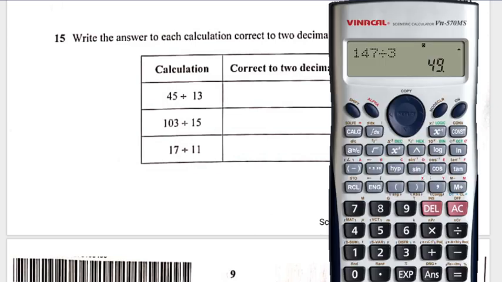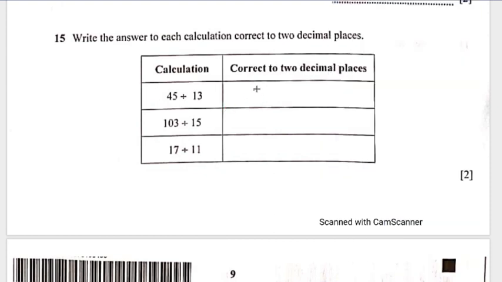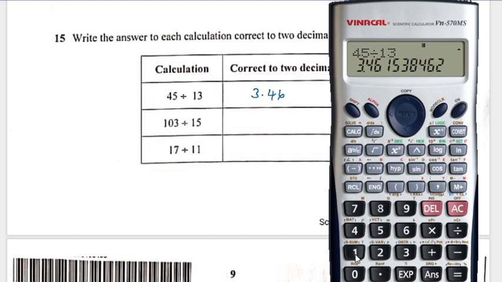So we divide 45 divided by 13. In this paper you can use a calculator. Paper 2 you can, paper 1 you cannot. You want 2 decimal places, so here we get 3.46, and the next digit is 1, so you do not need to add 1. So we just write 3.46. Next one, 103 divided by 15.